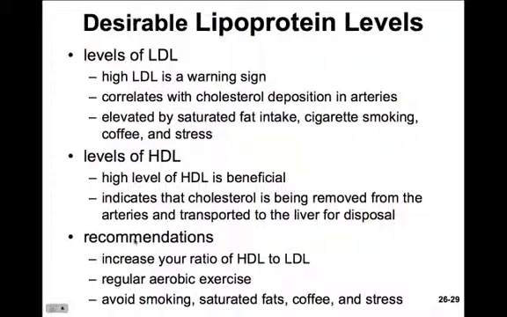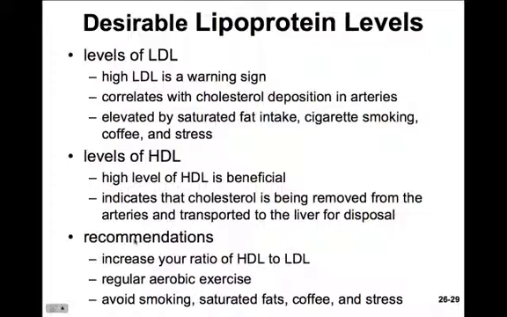So I said before, good HDLs, because HDLs indicate that cholesterol is being removed from the arteries and transported to the liver for disposal. High levels of LDL is a warning sign because it correlates with the deposition of cholesterol in the arteries. LDLs are elevated by saturated fat intake. Cigarette smoking significantly elevates LDL, coffee consumption, as well as stress.